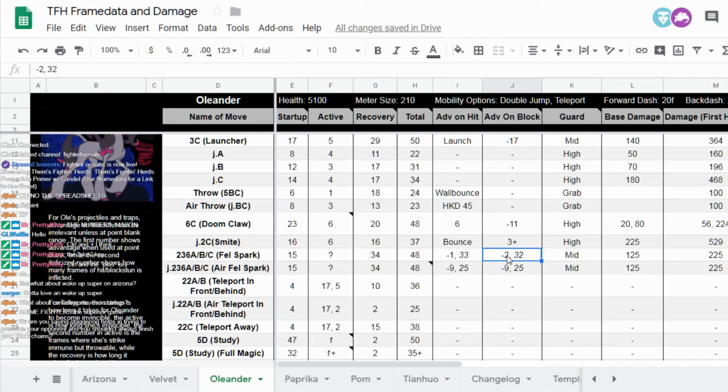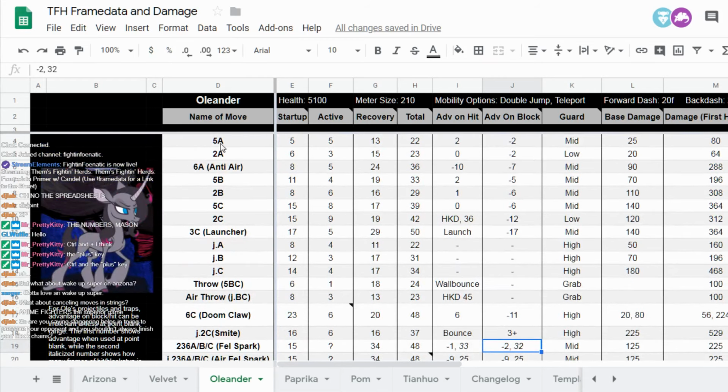If you instant block a Fireball, she's minus 5, and she's actually punishable by 5As. So if you're playing a character like Oleander, you should be focused on resetting stagger pressure with this.